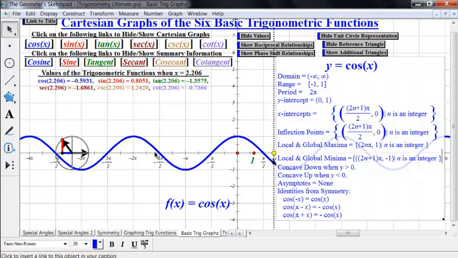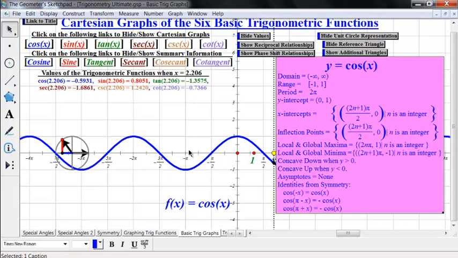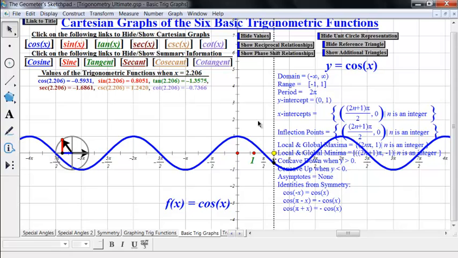When y is negative, the graph is concave up. It turns out to have global and local extrema. Basically, the highest it gets is 1, and the lowest it gets is -1. Where does it hit 1? Well, it hits it at 0. And by the way, (0, 1) there is the y-intercept.